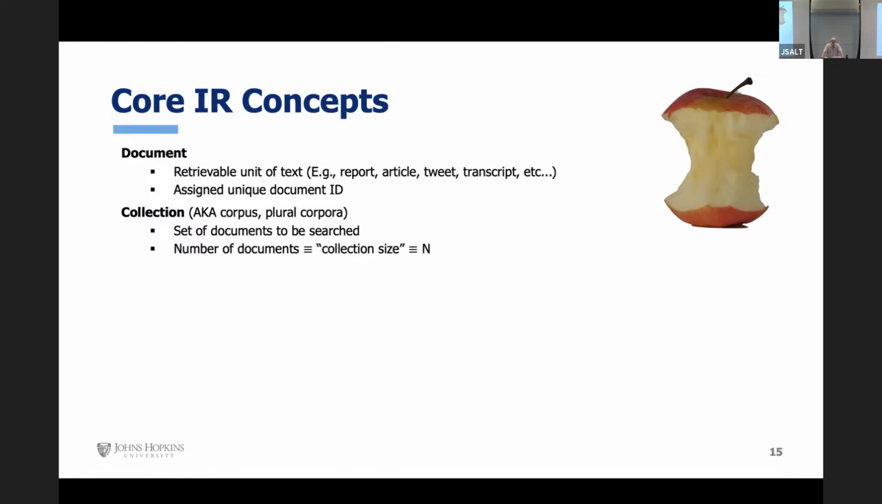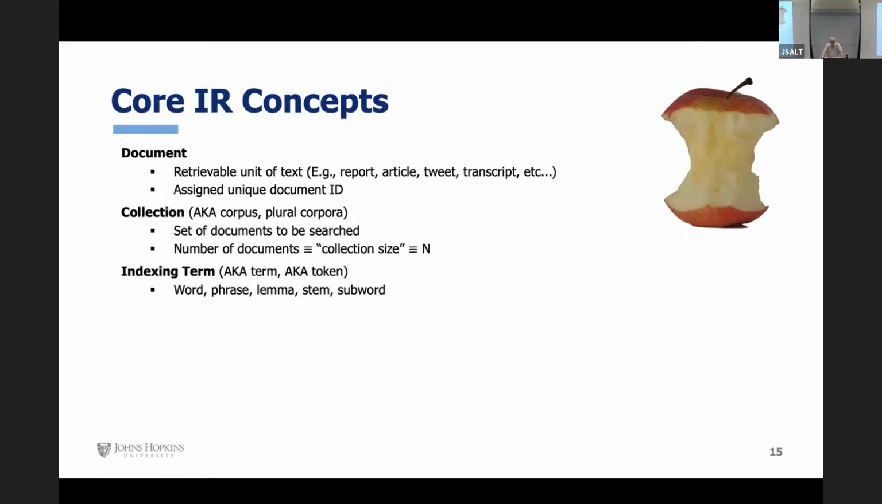A whole bunch of documents is called your collection or your corpus. The plural of corpus is corpora. This is a set of documents to be searched, and we talk about the collection size as the number of documents in that collection.